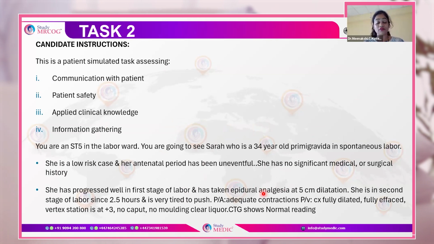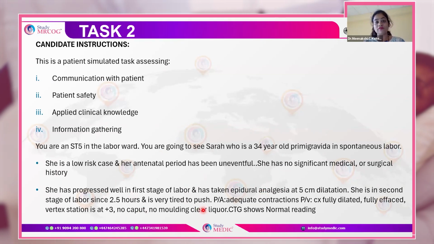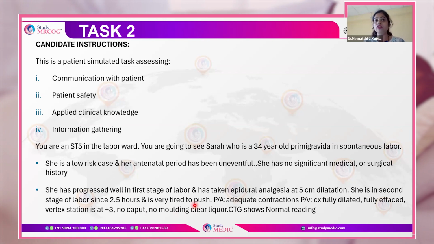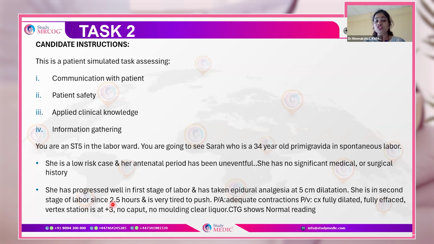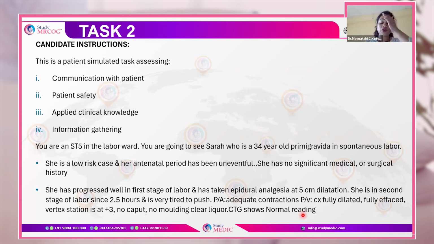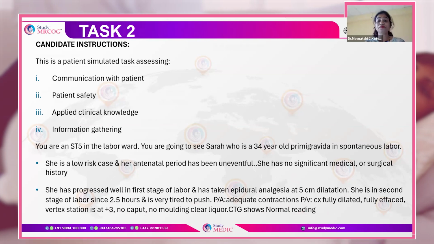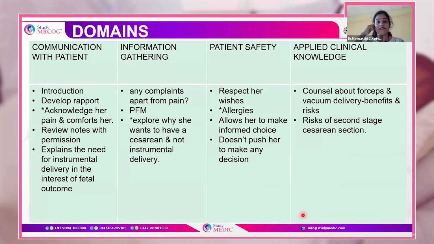That means you can allow 3 hours for her. And she's in second stage since 2.5 hours and very tired to push. When she's having tiredness, okay, fatigability, you need to call for an instrumental delivery, right? And the rest of the findings are given, which is almost at +3. So therefore, you need to speak about the forceps versus vacuum. And sometimes they would be having some preferences during the antenatal period as well. They would be giving you sometimes the instruction that, please take consent for the forceps delivery or something.